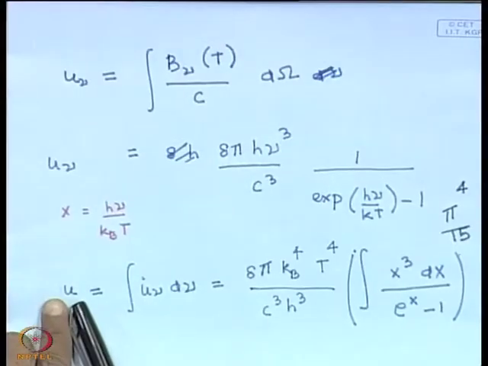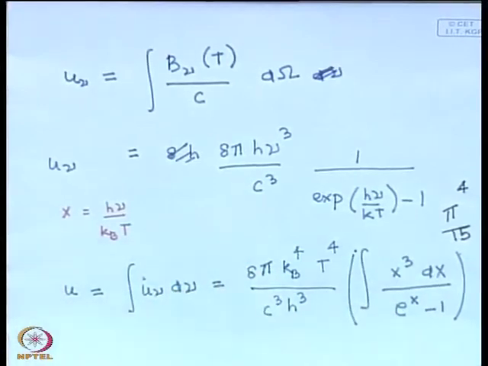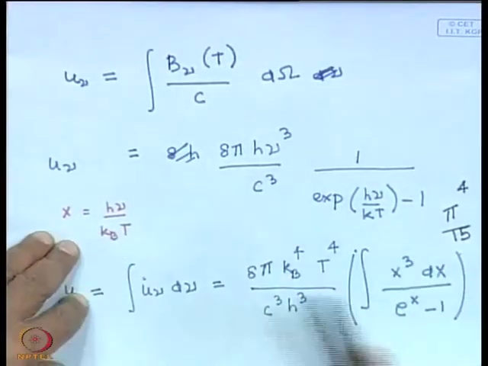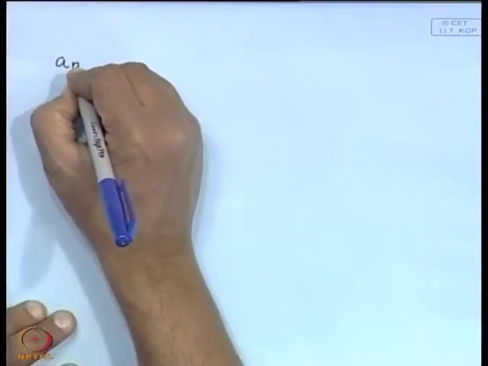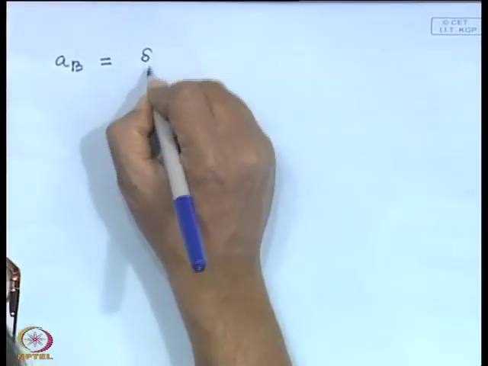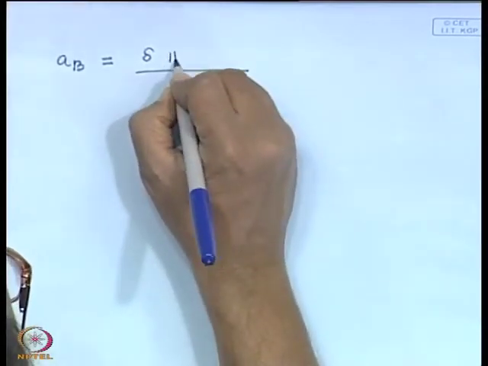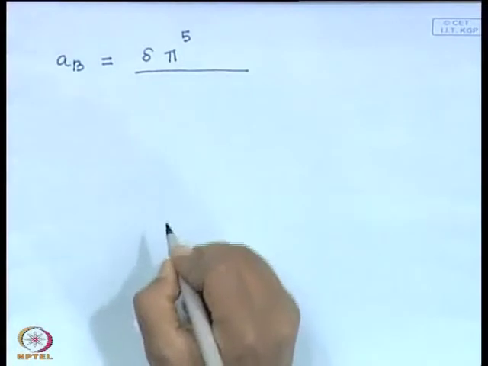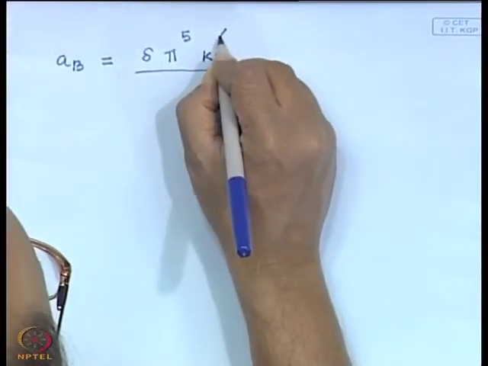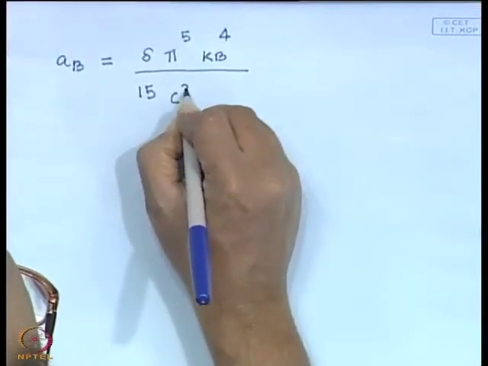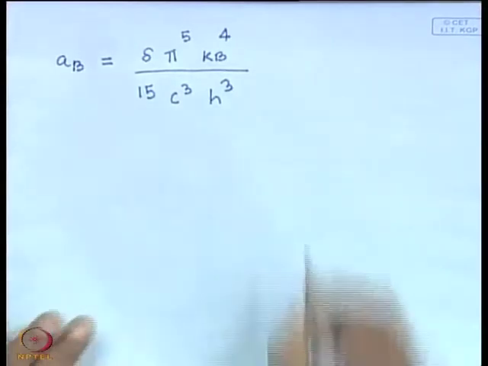Now you see the energy density is some constants times T to the power 4, and these constants we had given the name the Stefan constant. So, we can straight away identify what the Stefan constant is. The Stefan constant a_b is equal to 8 pi to the power 5 kB to the power 4 by 15 c cube h cube. That is the Stefan constant, and this has a value.